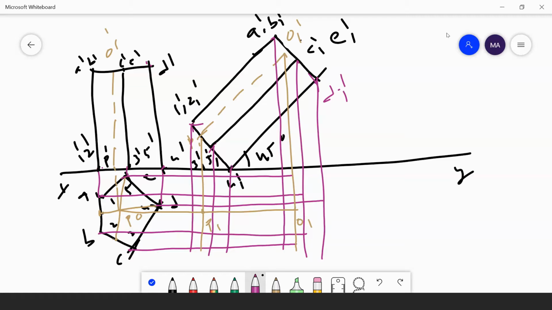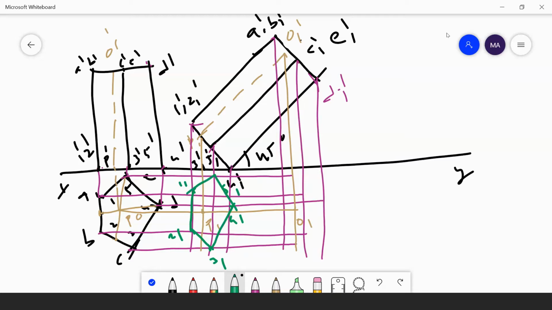So after that I am marking the point here. This one is 1 1, this one is 2 1, this one is 3 1, this one is 4 1, this one is 5 1. I am joining all these points. I will get a pentagon here.